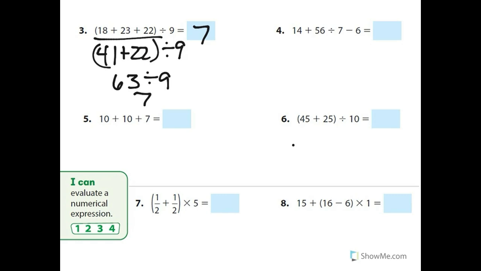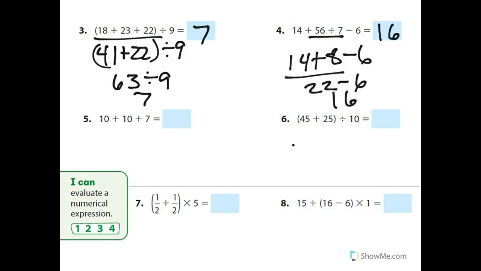All right, so division is first. 14 plus 8 minus 6, and then addition and subtraction left to right. So 14 plus 8 is 22. 22 minus 6 is 16. All right. Try number 5. That should be easy for you. Try number 5, then we'll go over it.